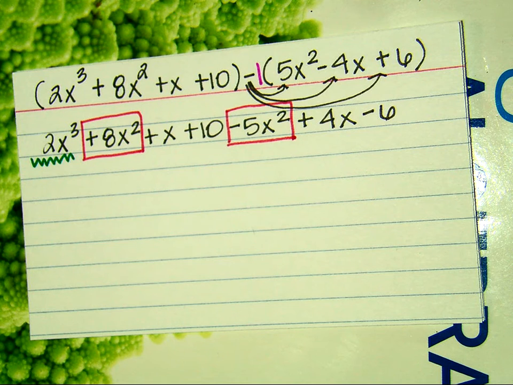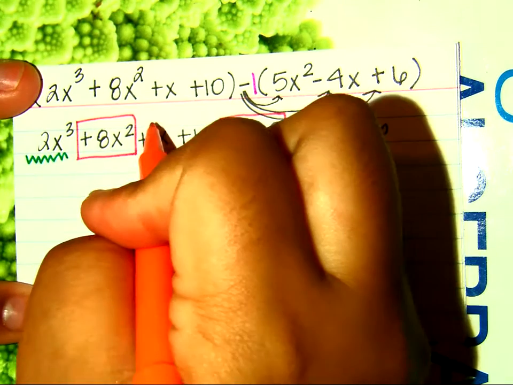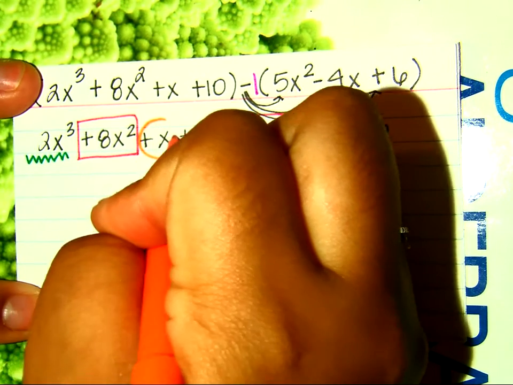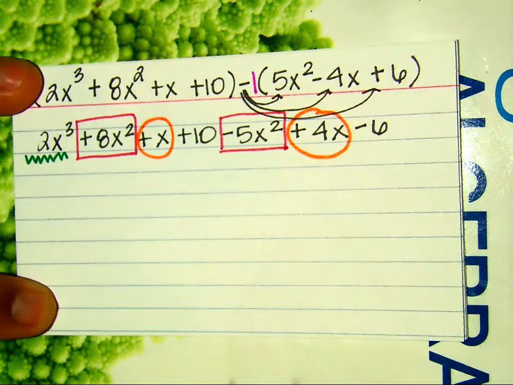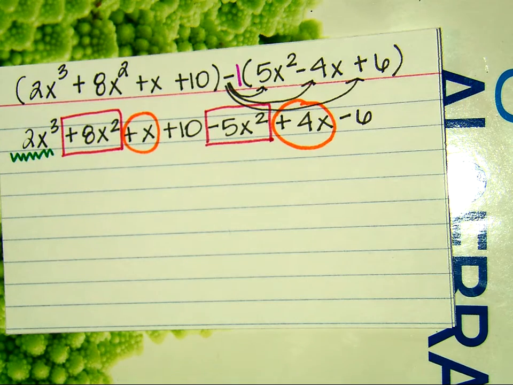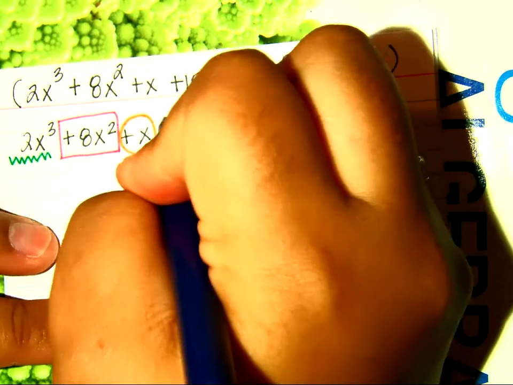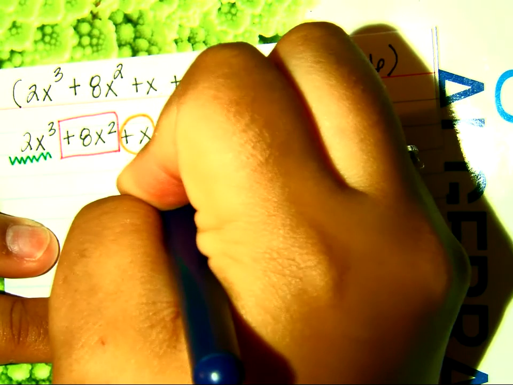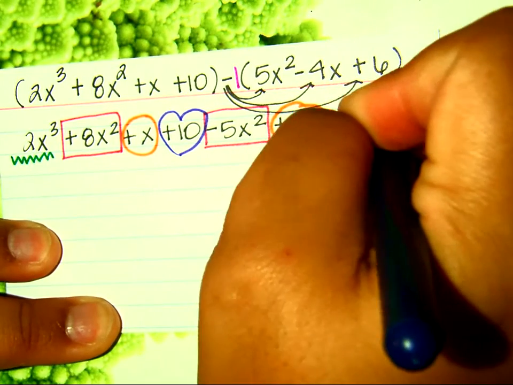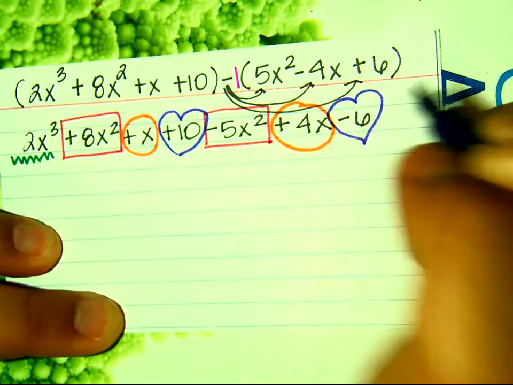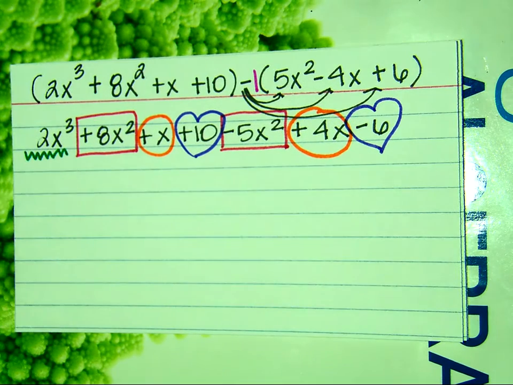And next one we have just x without an exponent visible. Do I have another with just x? Yes, I have 4x. And then last but certainly not least, I have a constant, which is 10. I also have a constant, which is negative 6.